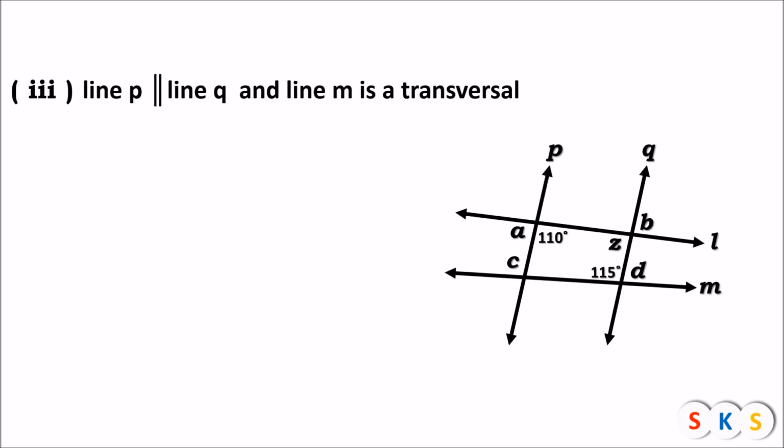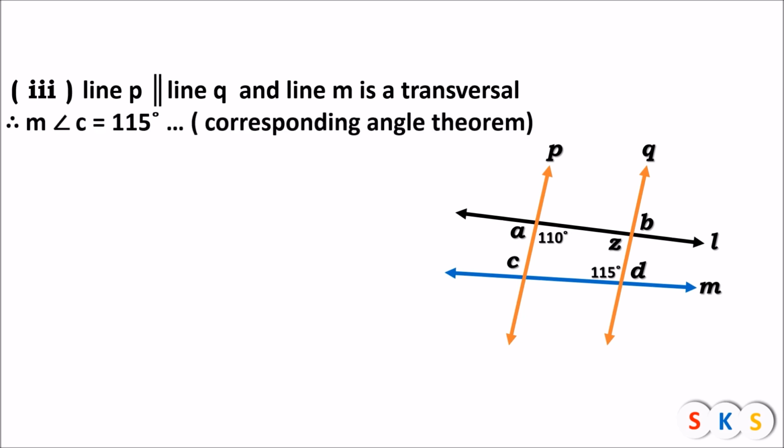Line P is parallel to line Q and line M is a transversal. Look at this figure. Here line P and Q are parallel and line M is a transversal of those two parallel lines. Therefore, measure angle C equals 115 degrees by the corresponding angle theorem. Look at this figure. Can you find angle C and 115 degrees? Yes, you can see that. Angle C and 115 degrees are corresponding angles. Therefore, they are equal.